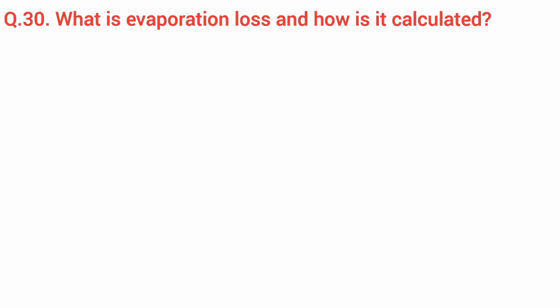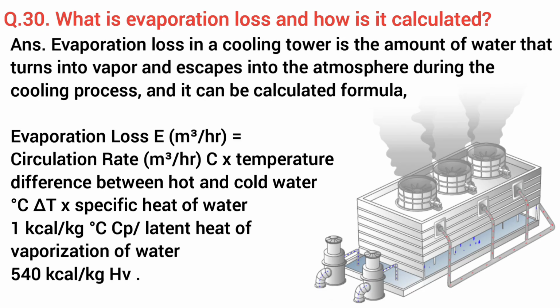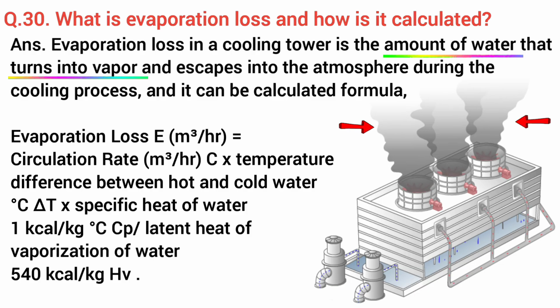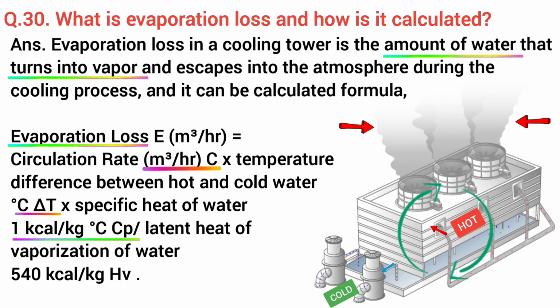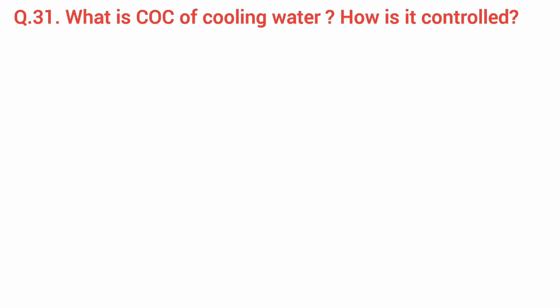What is evaporation loss and how is it calculated? Evaporation loss in a cooling tower is the amount of water that turns into vapor and escapes into the atmosphere during the cooling process. It can be calculated by the formula: evaporation loss E (m³/hr) equals circulation rate (m³/hr) times C times temperature difference between hot and cold water (°C) ΔT, divided by specific heat of water, 1 kilocalorie per kilogram degree Celsius (Cp), per latent heat of vaporization of water, 540 kilocalories per kilogram (Hv).